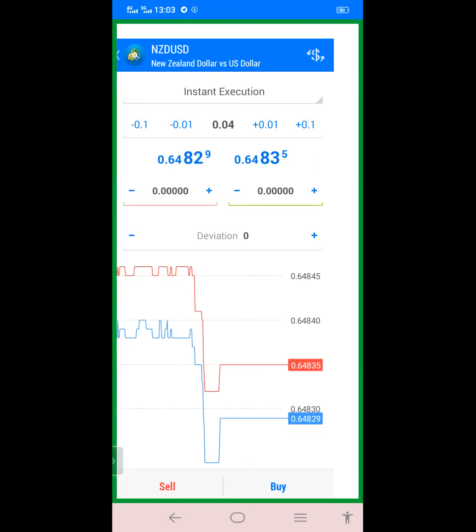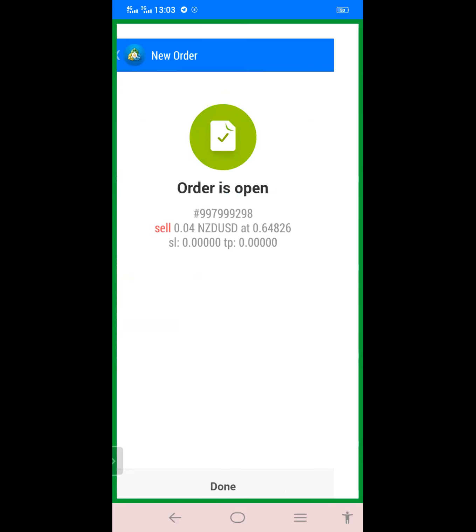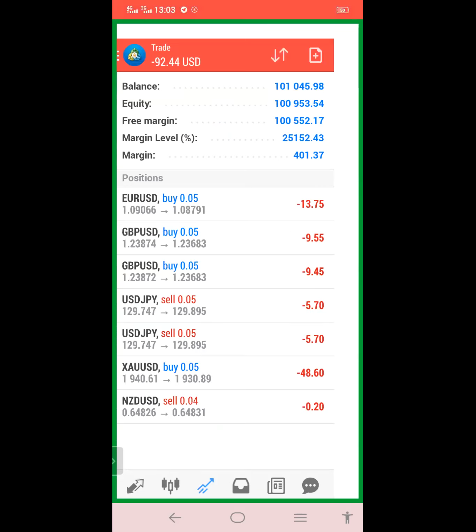So let's say, for instance, I'm clicking on a sell right now. You can see the order is open. So I've opened it. Look at the last order on this page. That's where they wrote NZD/USD. Did you see? That was what I just clicked right now. That's an instant order, instant execution.